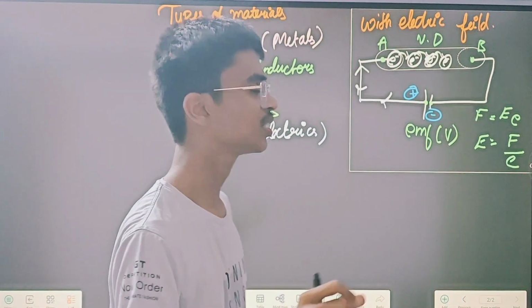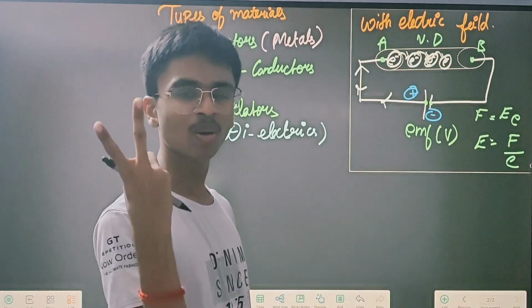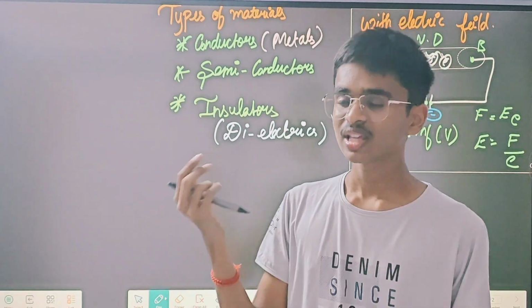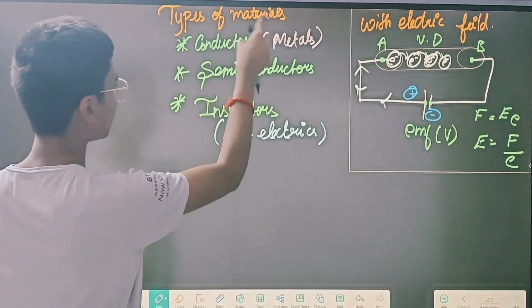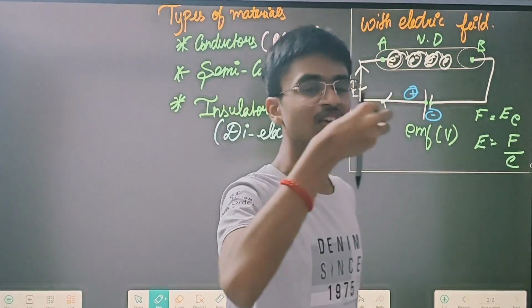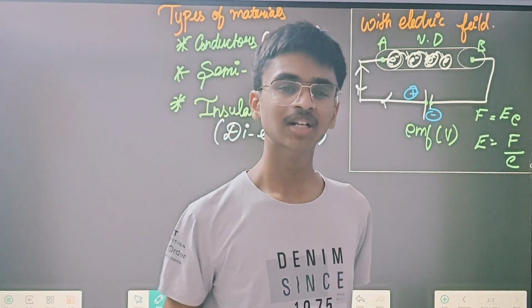From chemistry we have seen this from our class 10th, from our class 11th, we have studied this. If you don't know, there is no problem. Now you can see it. Okay, now you can learn it. So conductors are metals because metals are having free electrons. What are free electrons actually?